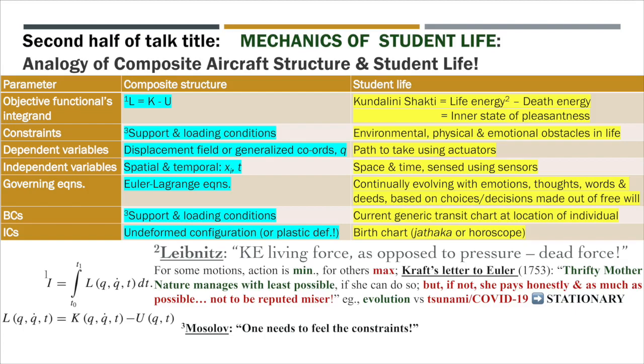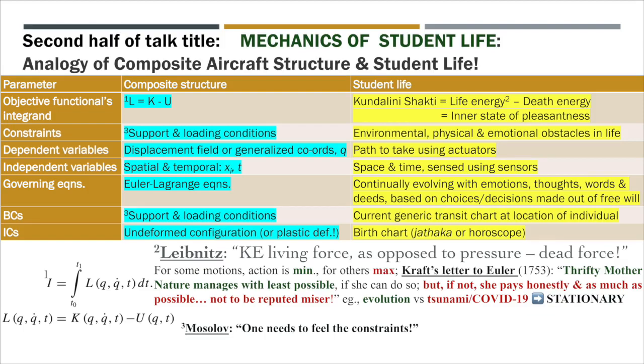manages with least possible resources, if she can do it, and which is most of the times. But if not, she pays honestly and as much as possible, not to be reputed a miser. And the example that I can give is in the case of evolution, where we are trying to manage with least possible. That's what nature does. That's why you see evolution as a very, very slow process, but very efficient.